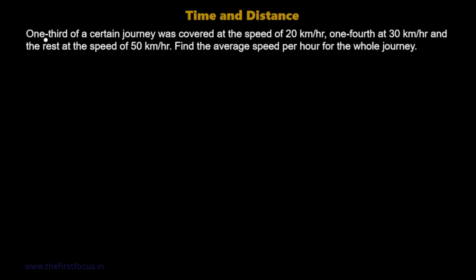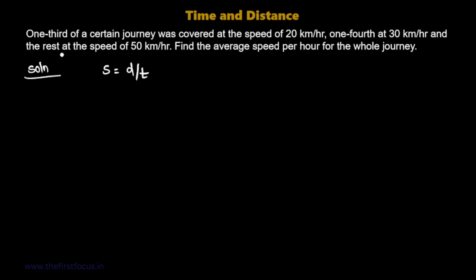The next is: 1/3 of a certain journey was covered at the speed of 20 km per hour, 1/4 at 30 km per hour, and the rest at the speed of 50 km per hour. Find the average speed per hour for the whole journey. We know that speed is equal to distance by time taken. They have given only this data in speeds. We have to find the average speed. Can we find the average speed through this data? No. They have not given at what distance they have traveled at 50 km per hour.